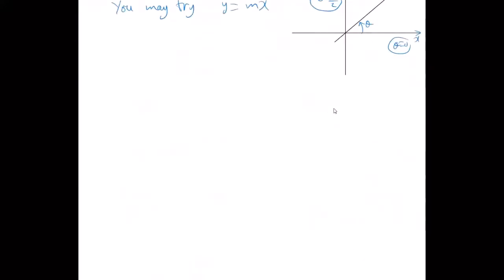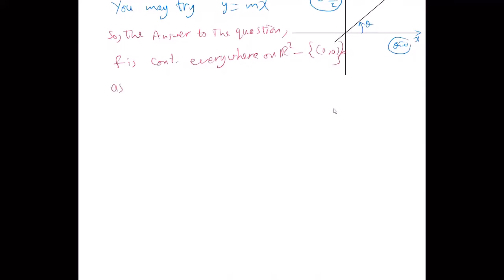So how do we answer now? The answer to the question, after studying this: f is continuous everywhere on R2 except for the point (0, 0), as it is formed from x, y with basic operations.